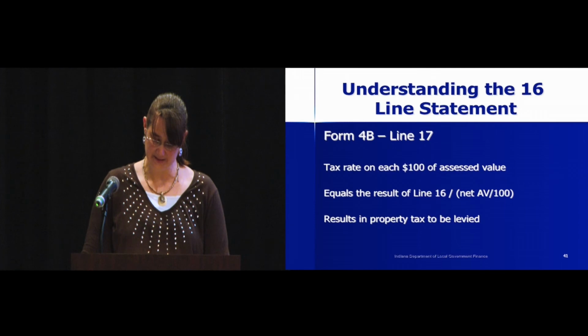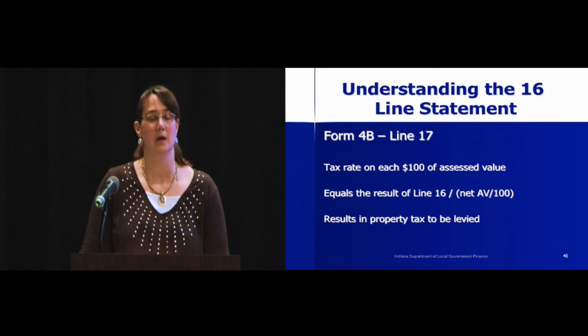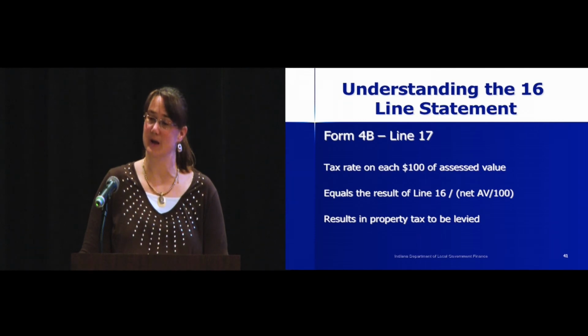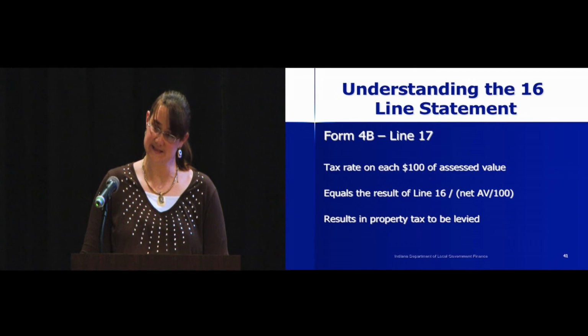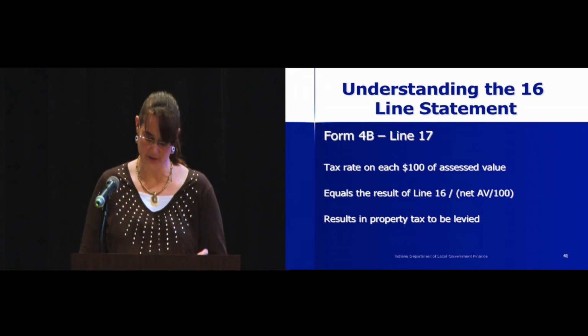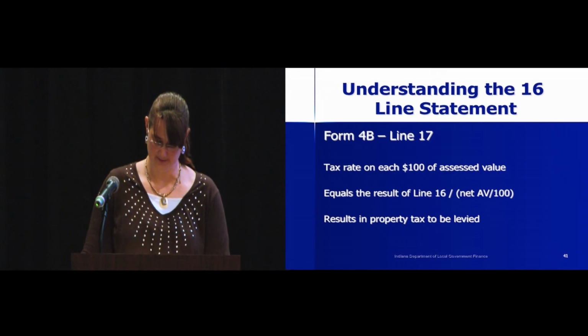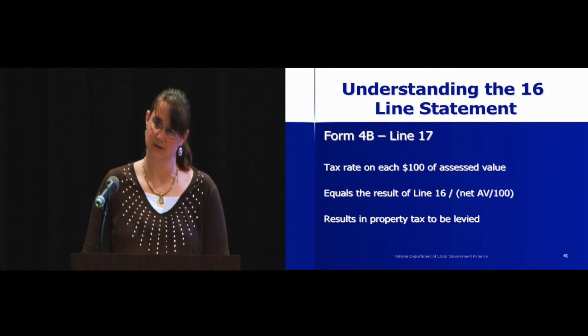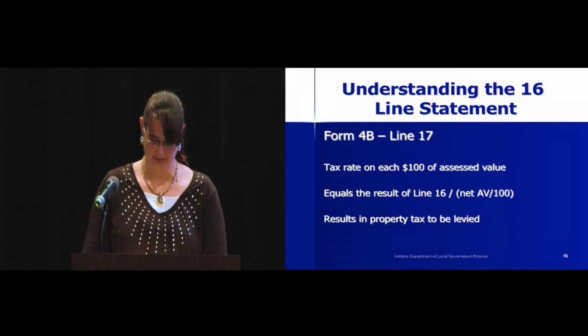Line 17 is the tax rate. Tax rate of each $100 of assessed value. How we come up with that figure is we take the net AV divided by 100, then we take line 16 and divide it by the figure that we just got. That is the property tax amount levied.